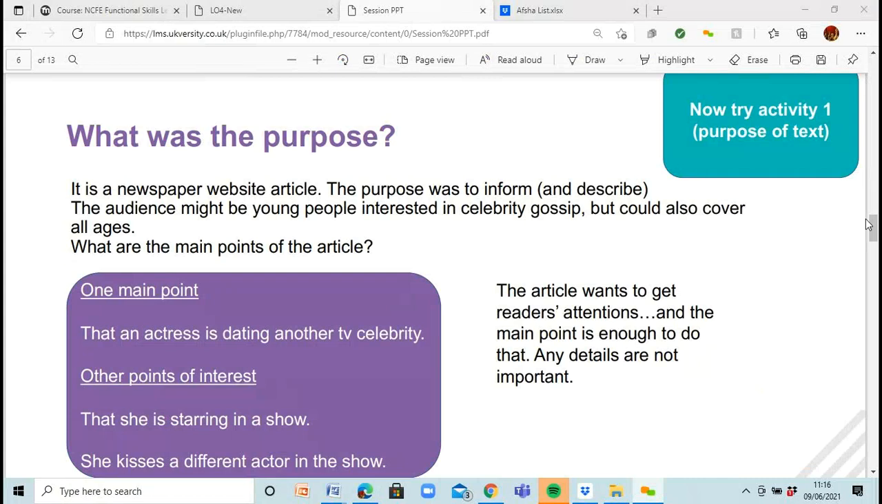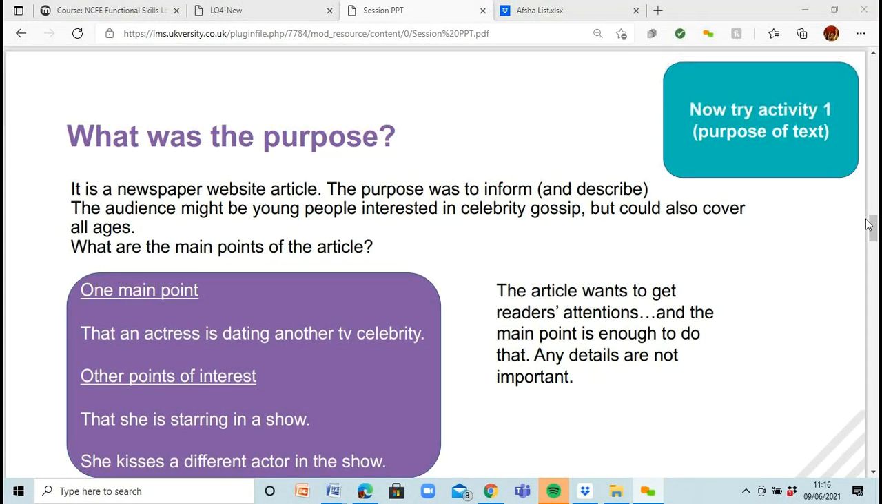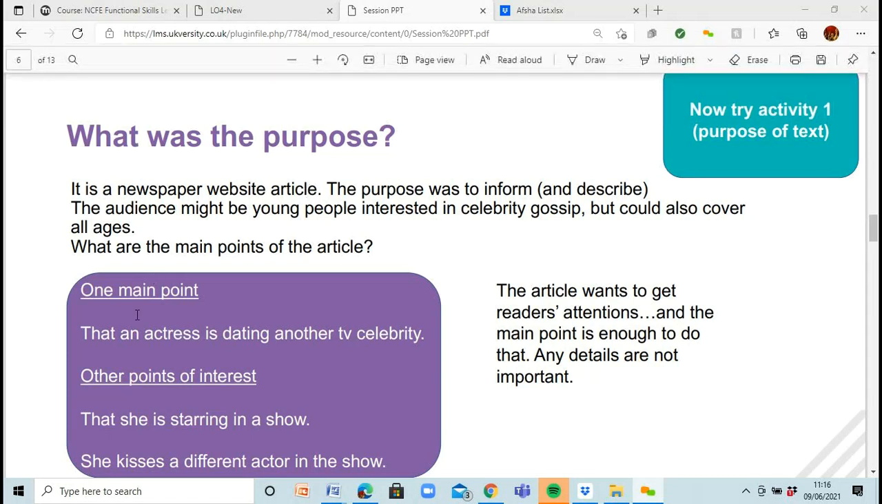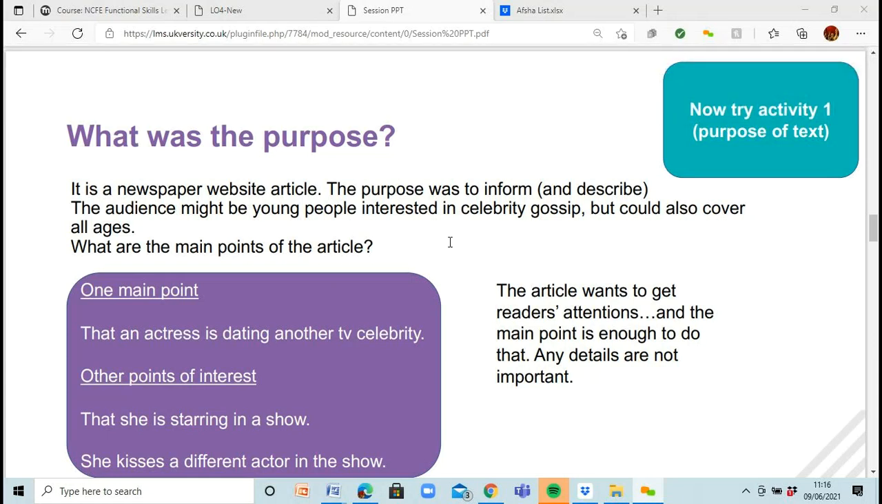Let's get rid of this now. What we're going to do is try activity 1 in a second, and we'll go on to that in a bit. First we're going to talk about what we just looked at. That was a newspaper article. The purpose was to inform you and also describe the situation that these people were in. They're talking about some TV actors who are getting married, and they're talking about one of the ladies.